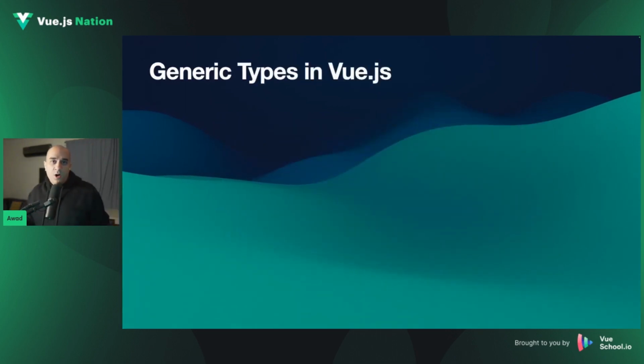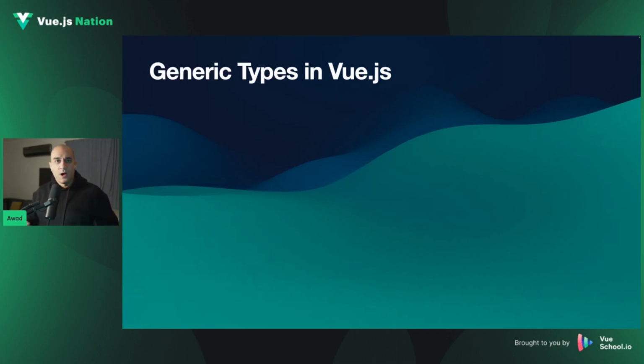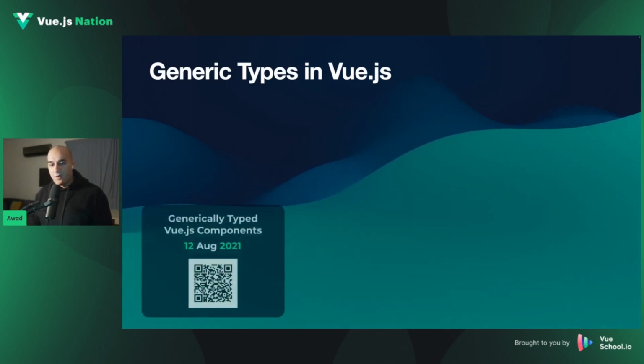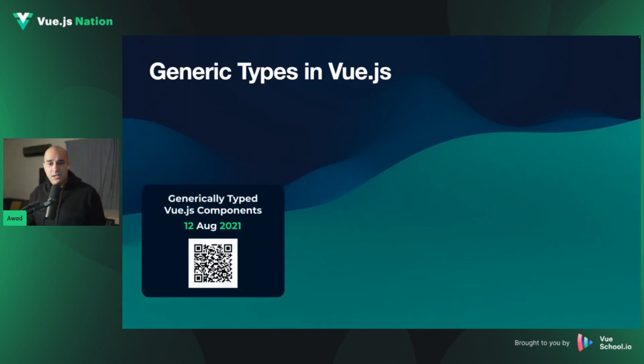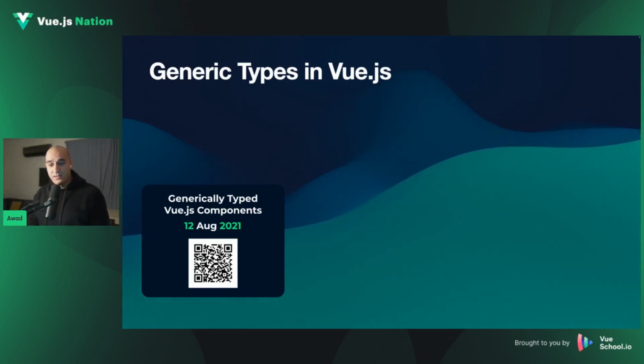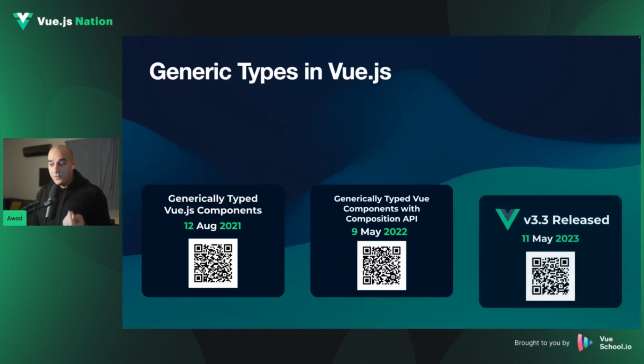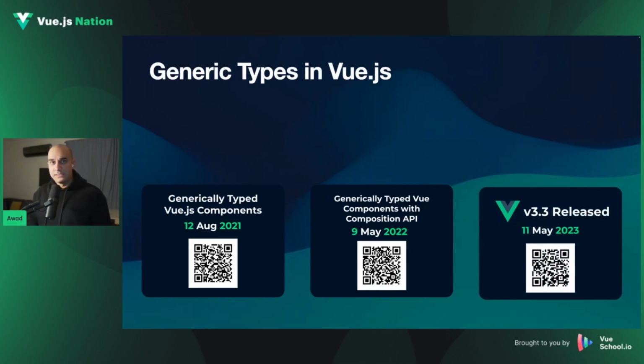So all of this is just to set us up for generic types in Vue.js. How do they work, and is it just a recent addition, or were they around for a long time? Well, the answer is kind of both. I wrote an article on how to hack your way to get generic type components into Vue.js back in 2021. Then a year later, I figured out a better hack to do it with the composition API. Then in Vue 3.3, it was finally released for us to use. And this is how it looks.